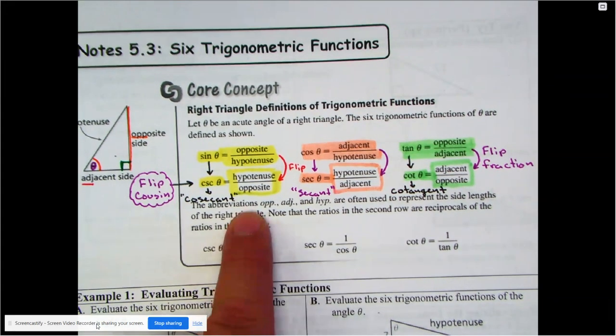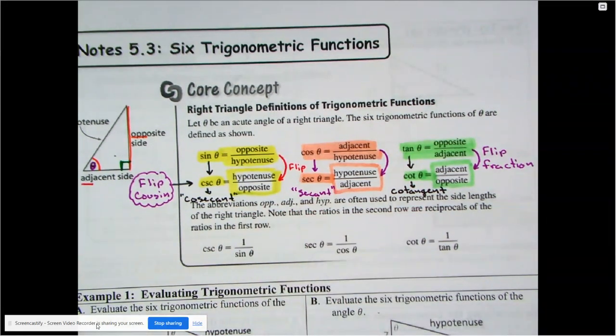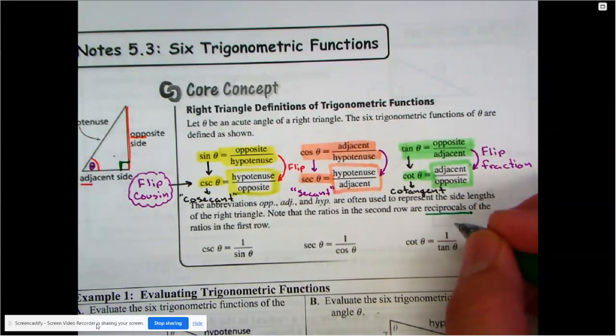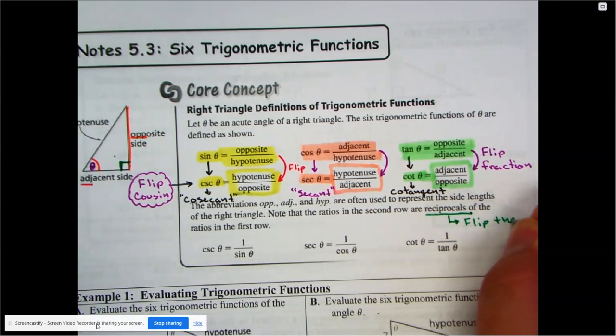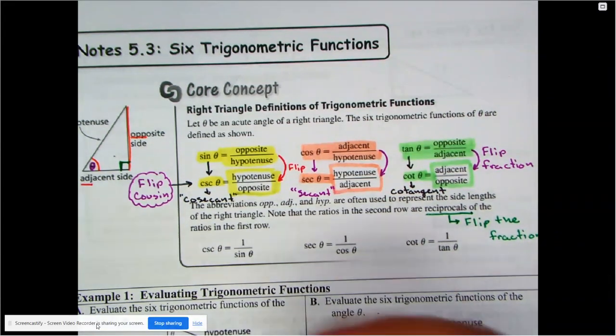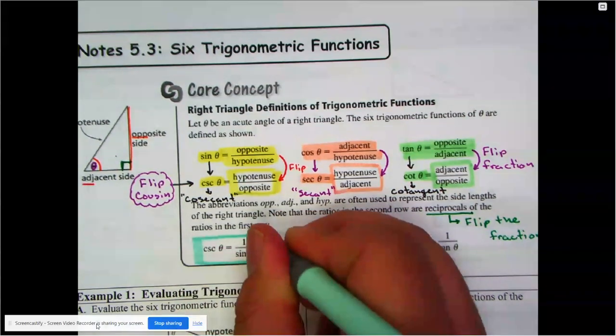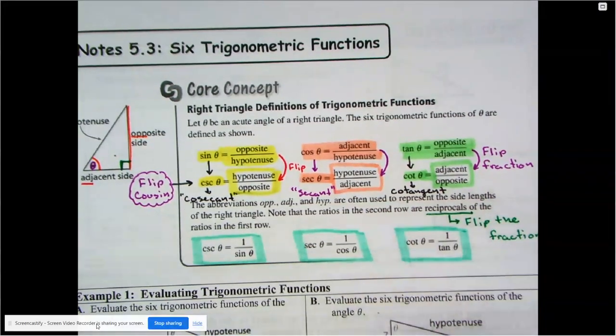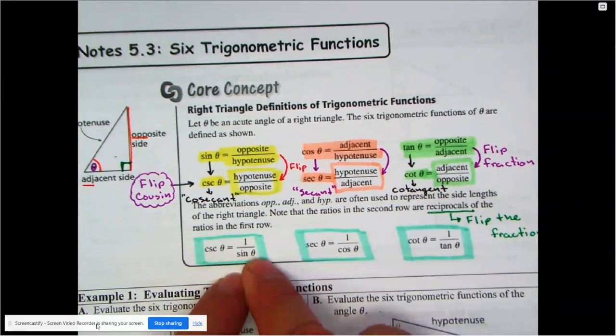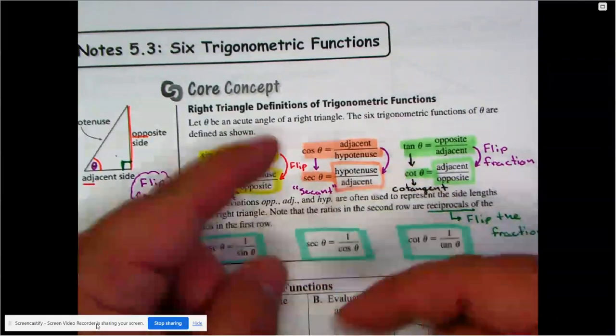The abbreviations opposite, adjacent, hypotenuse are often used to represent the side lengths of a right triangle. Note that the ratios in the second row are reciprocals of the ratios in the first row. And again, when they say the word reciprocal, that just means one thing in math. Flip the fraction, which is what we already mentioned. And so they do go by another special name here, of course. Cosecant is the same as 1 over sine theta. Secant is 1 over cosine. Cotangent is 1 over tangent. All they're telling me right here is to flip the fraction. See, they took sine, flipped it over. They took cosine, flipped it over.